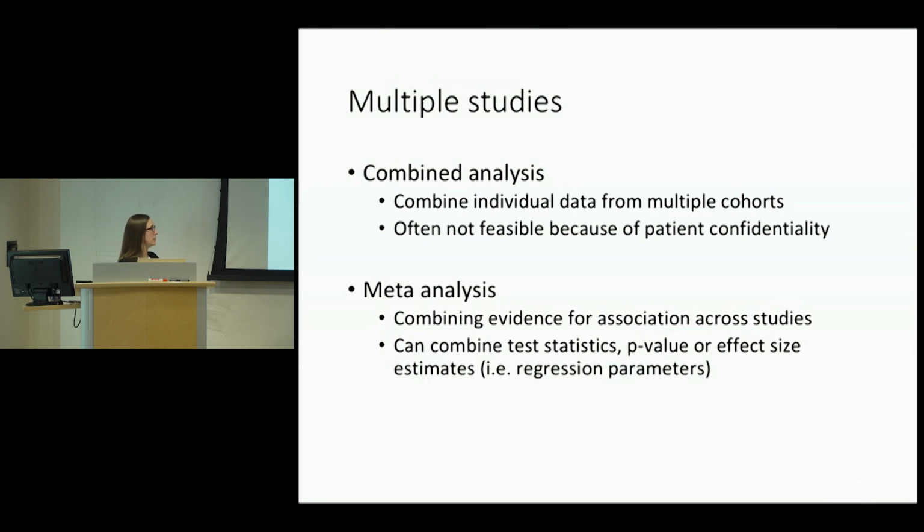So a typical approach is actually using meta-analysis, by combining evidence of association across studies. From a meta-analysis perspective, you're doing GWAS within each of the individual studies, and then you're statistically combining the evidence from all those individual GWAS to get one single GWAS estimate of effect. And so you can combine test statistics, p-values, or effect estimates.